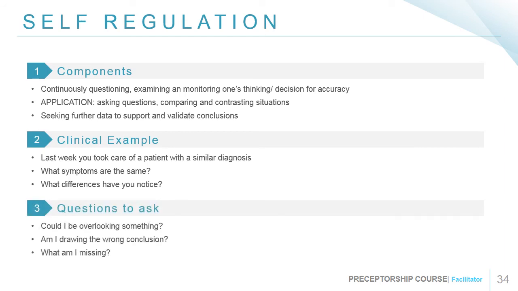Self-regulation refers to behavioral control processes, including the ability to inhibit and delay responses, flexibly shift and adapt, and maintain emotional control in order to achieve desired outcome. This includes the ability to manage situation, continuously questioning, examining and monitoring one's thinking or decision for accuracy. For example, asking questions or referring patient for verification, comparing and contrasting situations. Continuously seek further data to support and validate conclusions.